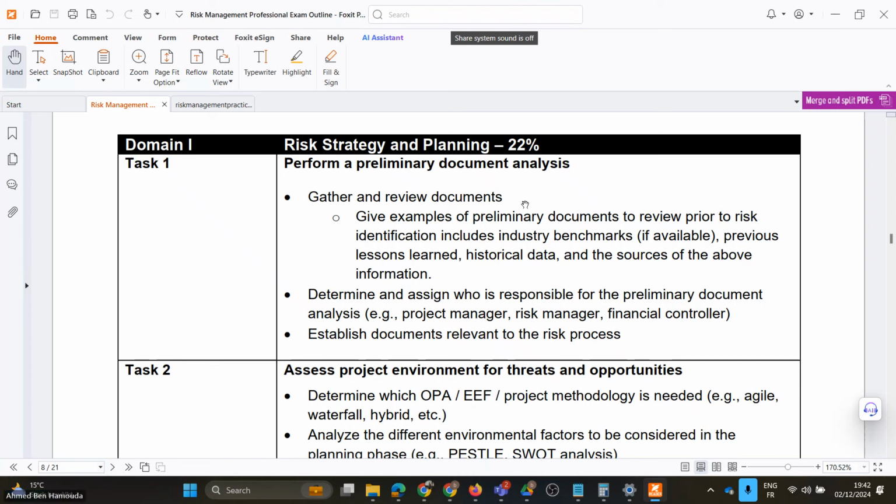Now, it is also very important to define roles in the project. Who is responsible for collecting the preliminary documents and analyzing them? Is it going to be the project manager, the risk manager, the financial controller, or a particular team member, etc.?